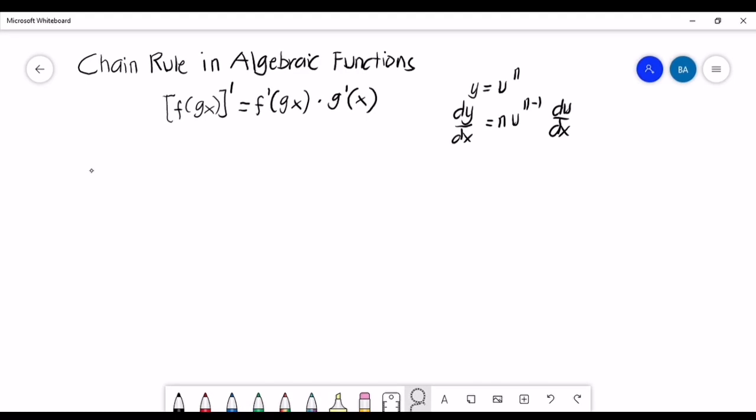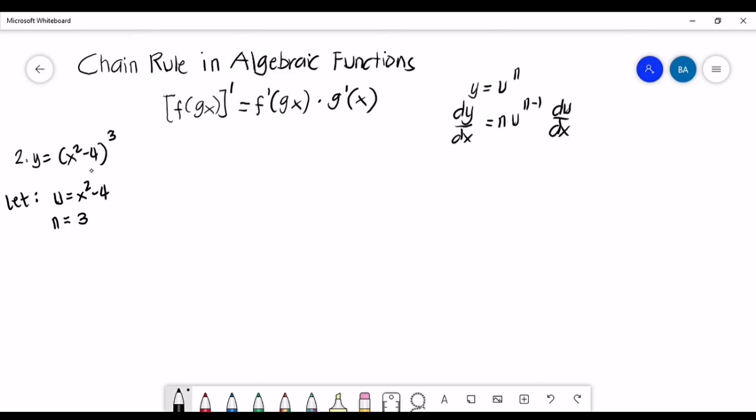Okay, now let's try another example. So for example number 2, we have y equals (x squared minus 4) raised to 3. In our first method, we are going to use the substitution method. So let u equal x squared minus 4, and then our n is equal to 3.